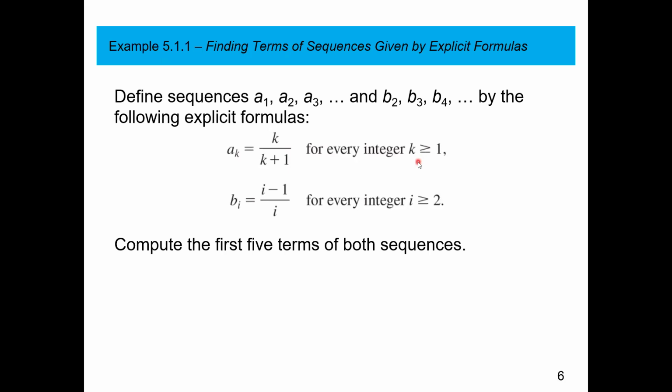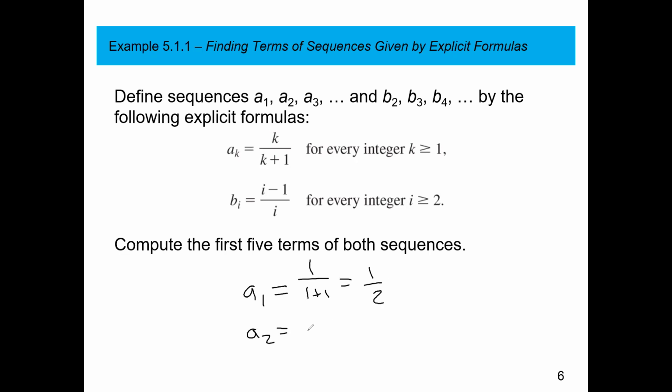So it's starting when k is 1, and gets bigger. B sub i, on the other hand, is (i minus 1) over i, where i is bigger than or equal to 2. So just so you can start, let's talk about a sub 1. What is a sub 1? I'm going to write this down so you can really see. A sub 1 would equal 1 over 1 plus 1, or 1/2.